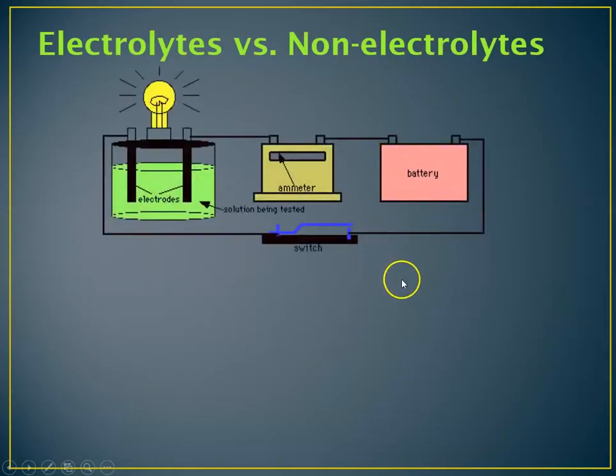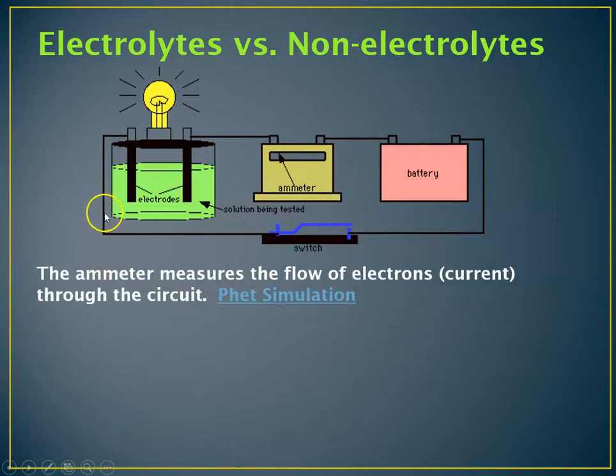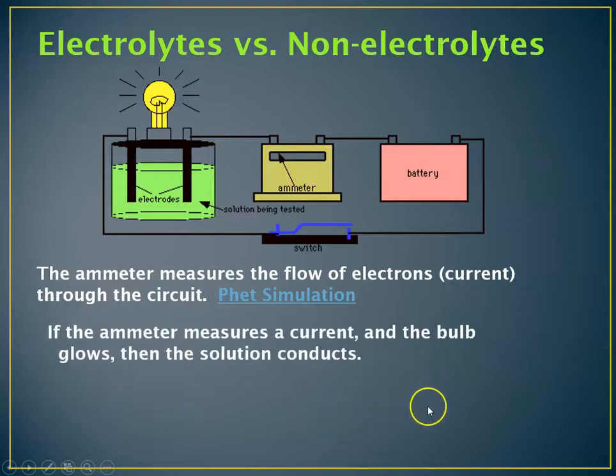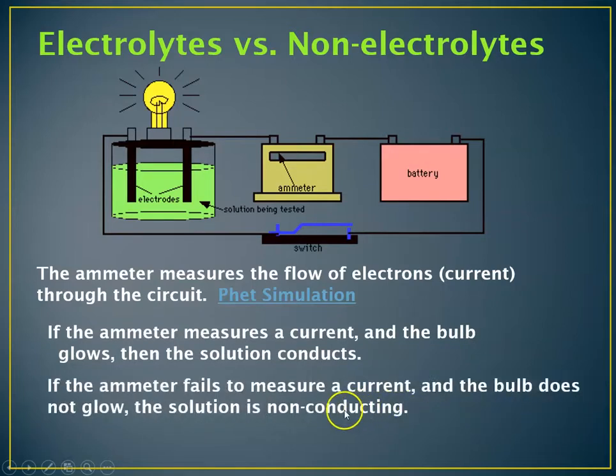There's an experiment that we would do if we were in class, where I would take a beaker of water and suspend some electrodes into it that have a light bulb between them, and hook it up to a power source. What we would see is that we could actually measure the flow of electricity. We're measuring the flow of electrons through the circuit. If it measures a current and the bulb glows, then the solution is conducting electricity. If it doesn't measure a current, the bulb won't light up and it is not conducting.